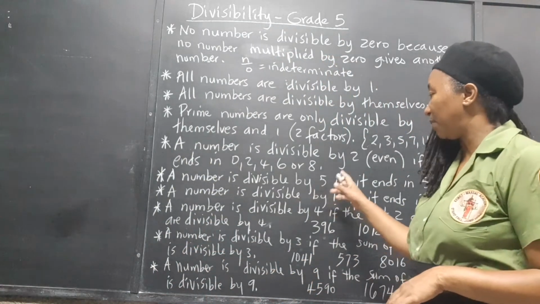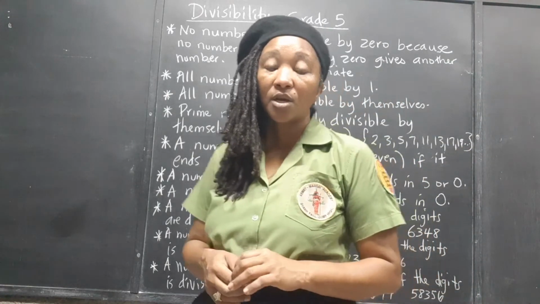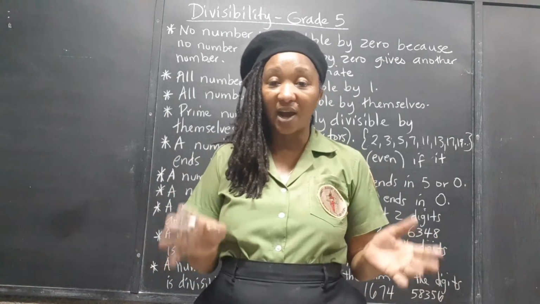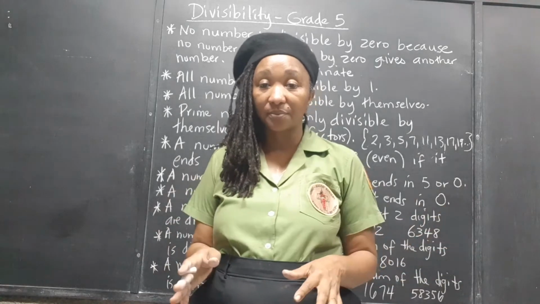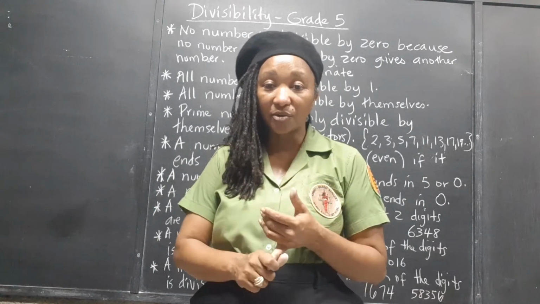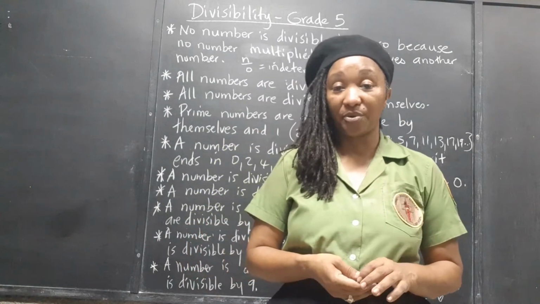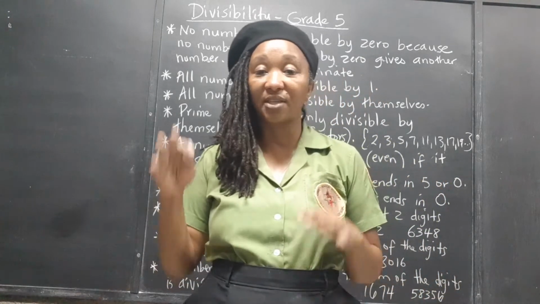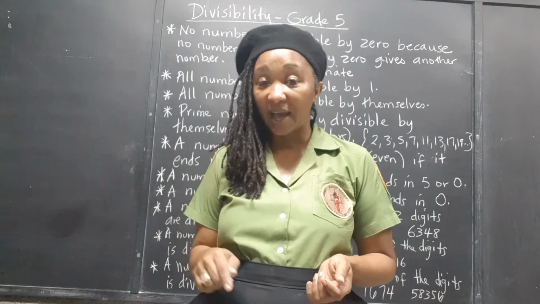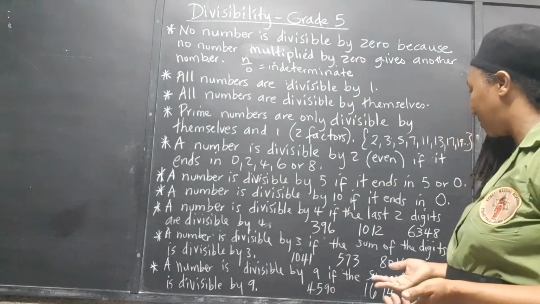A number is divisible by 5 if it ends with a 5 or a 0. So again, it doesn't matter how many digits the number has or what the digits are at the front and the middle. We look at that last digit. If it is a 0, if it is a 5, 5 can go exactly into that number, whether it has 6 digits, 10 digits, 100 digits. That last digit at the end, if it's a 5 or a 0, 5 can divide into that big number or that small number, it doesn't matter.